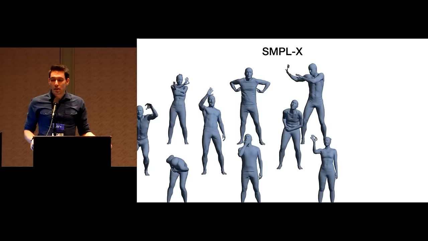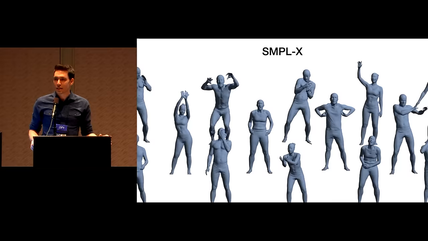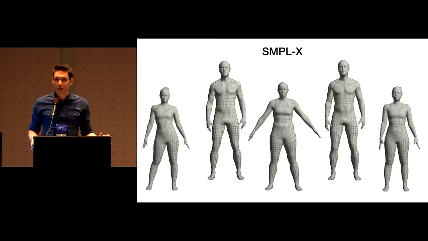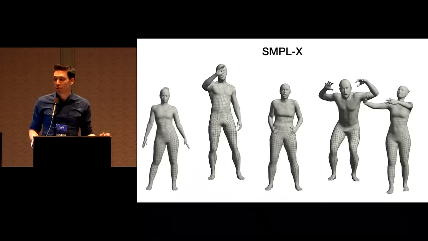To address this, we use a large corpus of 3D scans to learn a new, holistic body model with a deformable face and articulated hands. We call our model SMPL-X, standing for SMPL eXpressive. SMPL-X is based on SMPL, retaining all the benefits of the original model: compatibility with graphics software, simple parameterization, small size, efficient, differentiable.